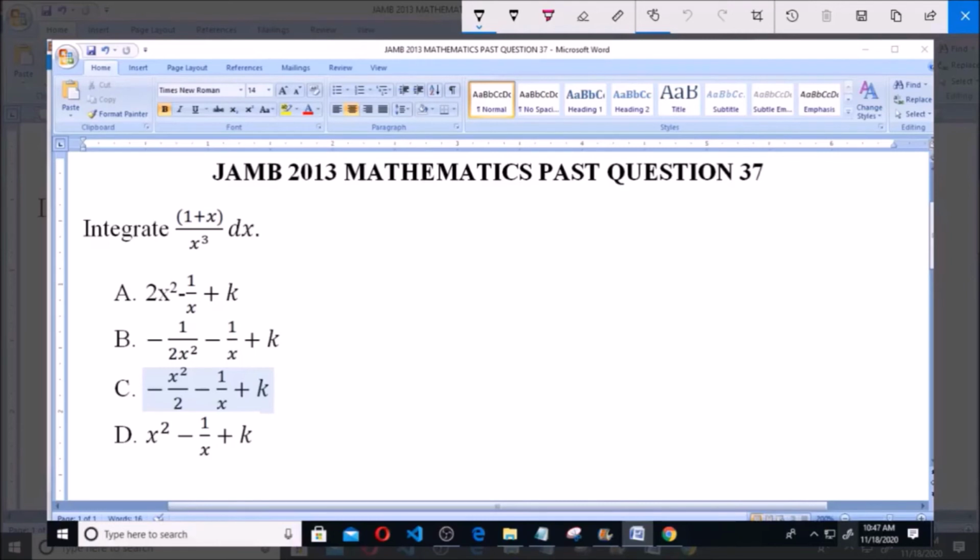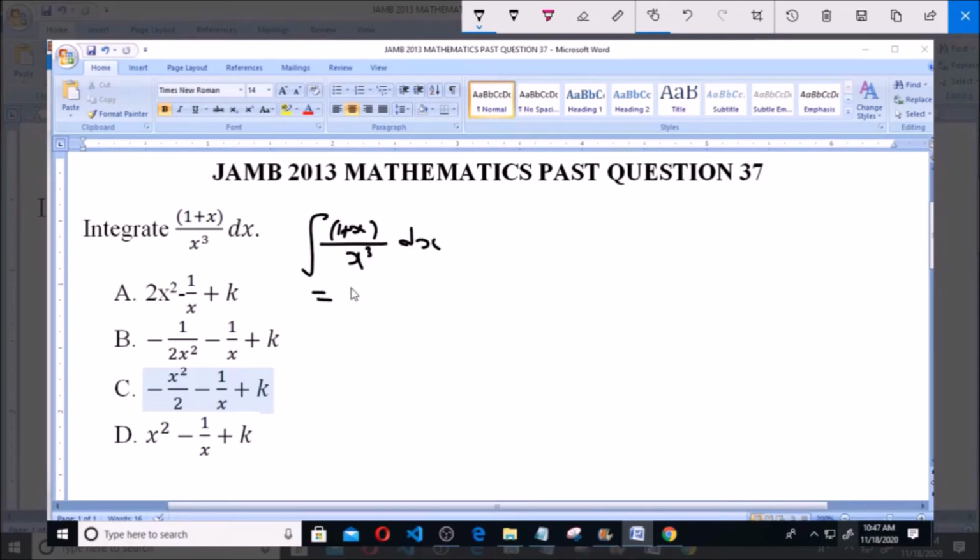I'll be answering JAMB 2013 Mathematics Past Question 37. Integrate (1 plus x) over x cubed dx. So we're going to integrate this, (1 plus x) over x cubed dx.